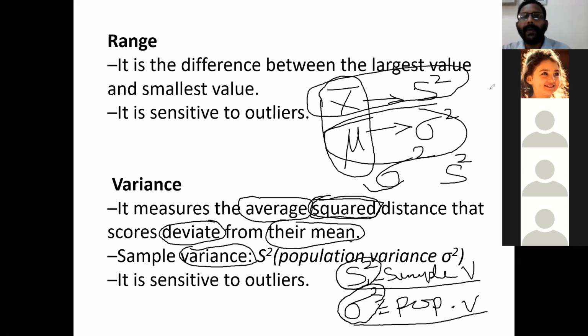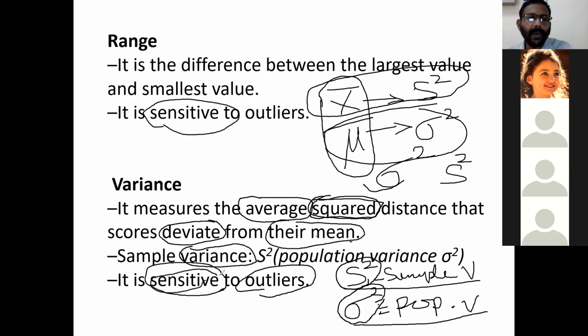Right. Now, shall I clear this? What I have written: population, sample, population variance and sample variance. Right. One more thing here. Outliers. So the variance is actually sensitive to outliers, similar to the range. Variance is also sensitive to outliers.